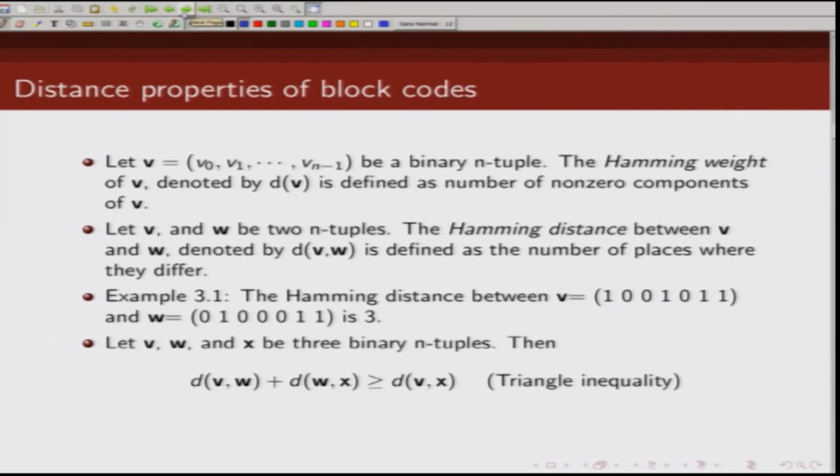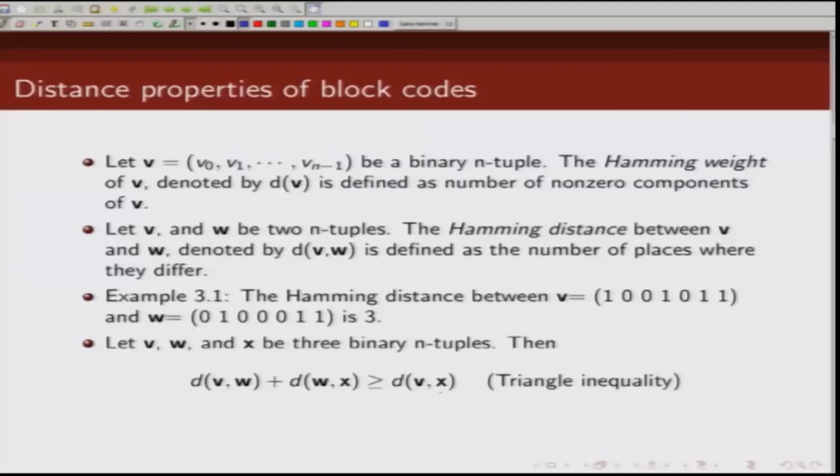Now, if V, W, X are 3 binary n-tuples, then the Hamming distance between V and W, between W and X, and between V and X satisfy an inequality known as the triangle inequality. So, what is the triangle inequality? The Hamming distance between V and W plus the Hamming distance between W and X is greater than or equal to the Hamming distance between V and X.